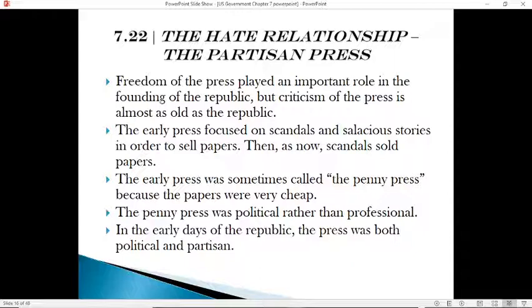It sells. The early press was sometimes called the penny press because the papers were very cheap. You get it for a penny. The penny press was political rather than professional. The penny press wasn't interested in how they looked as far as standards and morals. They were political and they were very partisan, and their partisanship leaned one way or the other. In the early days of the Republic, the press was both very political and very partisan. They had a definite lean in their politics and which party they leaned towards.